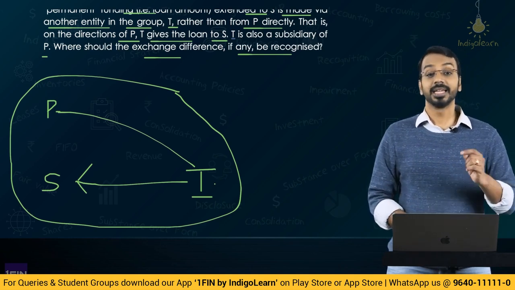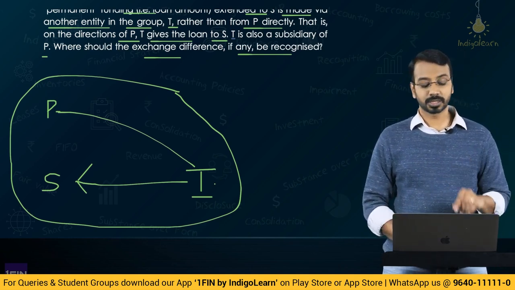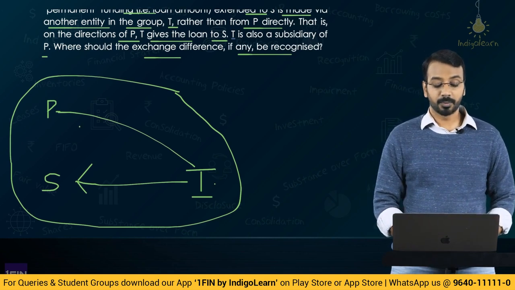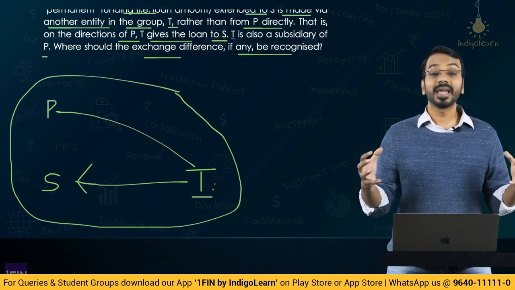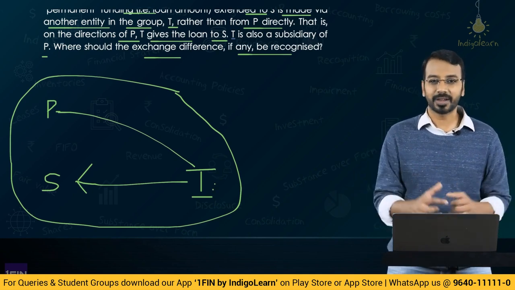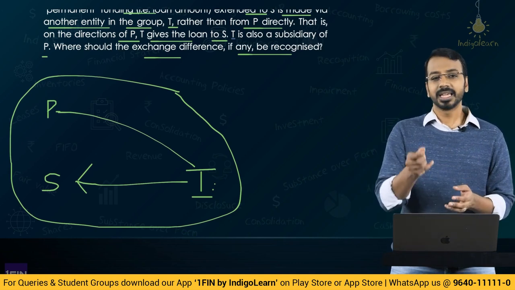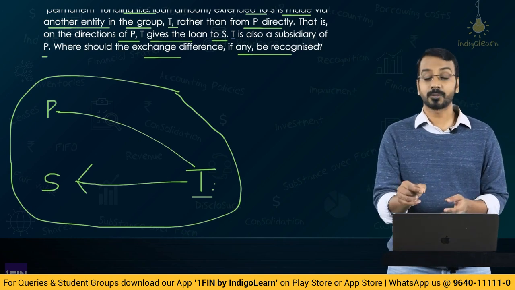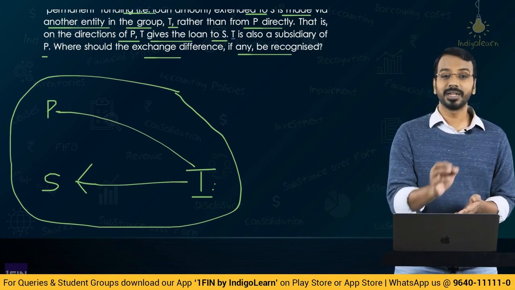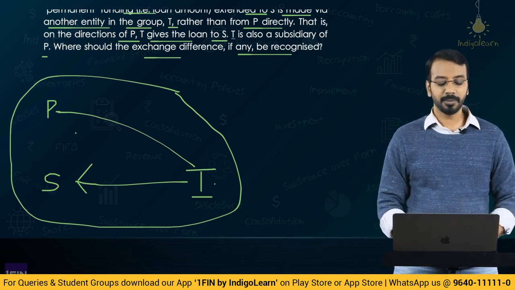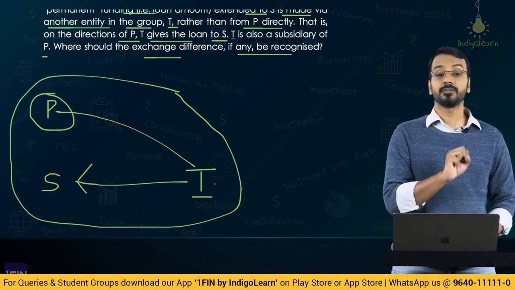Where will you recognize that? In the OCI. Now, some of you may have a doubt, sir, it is not given by the parent company, it is given by another subsidiary. It does not matter. We are preparing a combined financial statement or consolidated financial statement. In that case, if there is a gain or loss on a monetary item which is a part of net investment in foreign operation, so for P, it is a part of net investment in foreign operation.